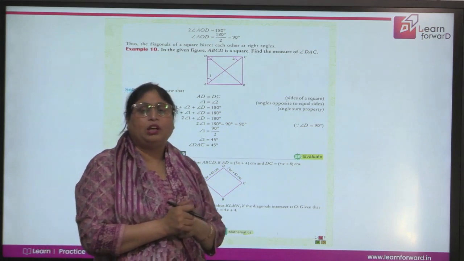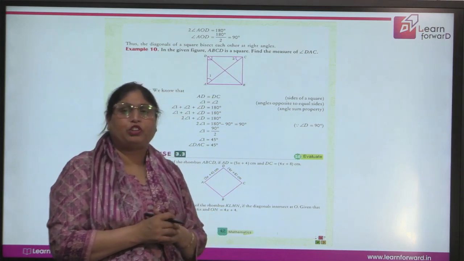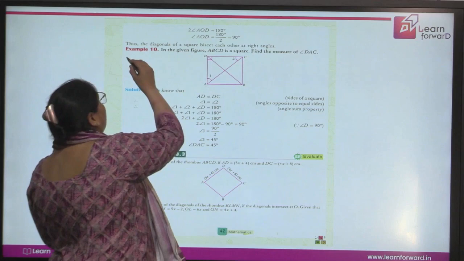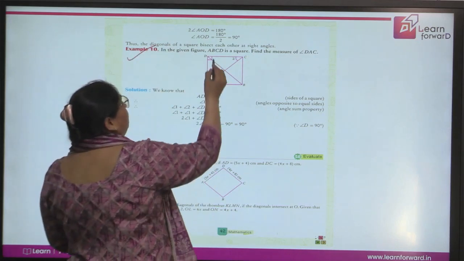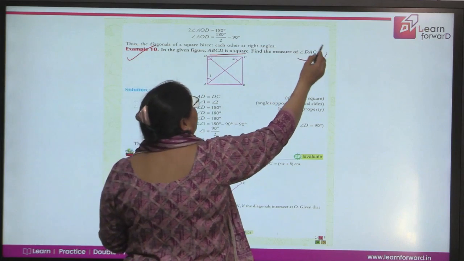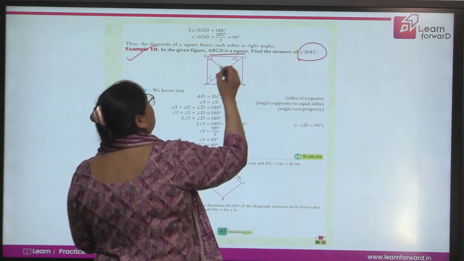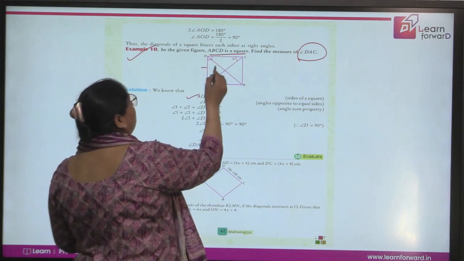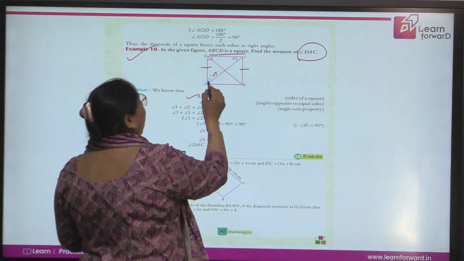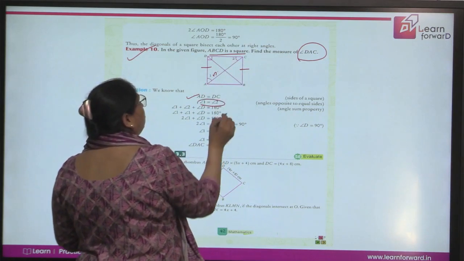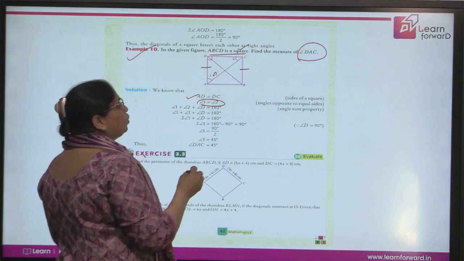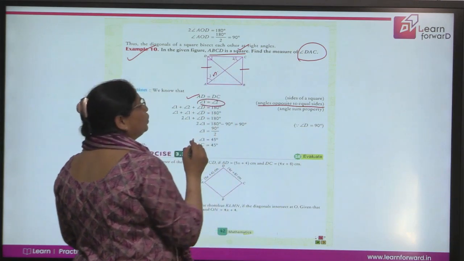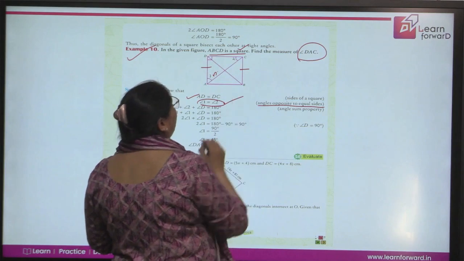As in a rhombus, we have now seen for the square also that the diagonals bisect each other at 90 degrees. Now this is a figure, example 10. ABCD is a square. We have to find the measure of angle DAC. AD is equal to CD. Angle 1 will be equal to angle 2. Why? Because it is a square, and angles opposite to equal sides are equal. So angle 1 will be equal to angle 2.